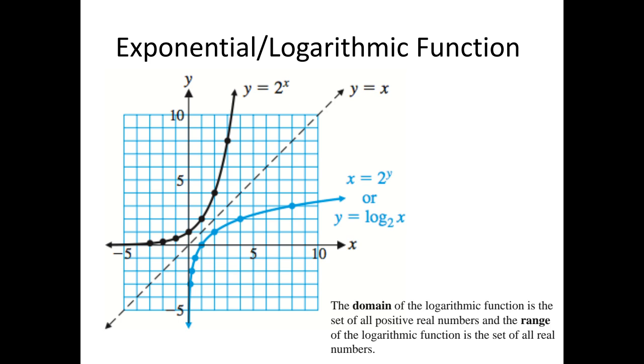This is my parent exponential function. y is equal to 2 to the x. It's an increasing function. It has a y-intercept at y equals 1. It has a horizontal asymptote at y equals 0. And if I were to plot my inverse function, which is my logarithmic function, my logarithmic function has an x-intercept at 1. It has a vertical asymptote at x equals 0. It's increasing as I go up.